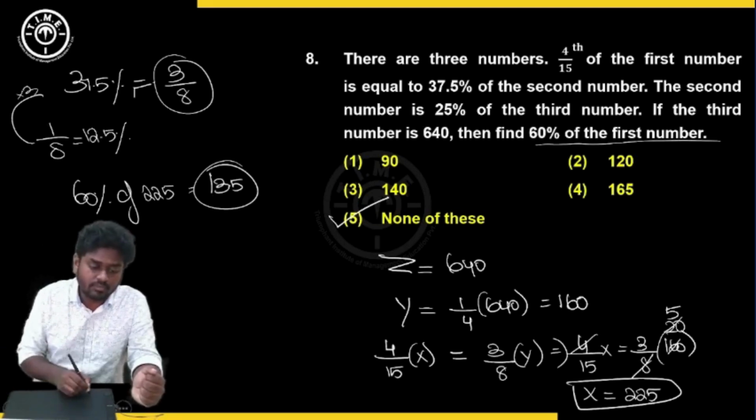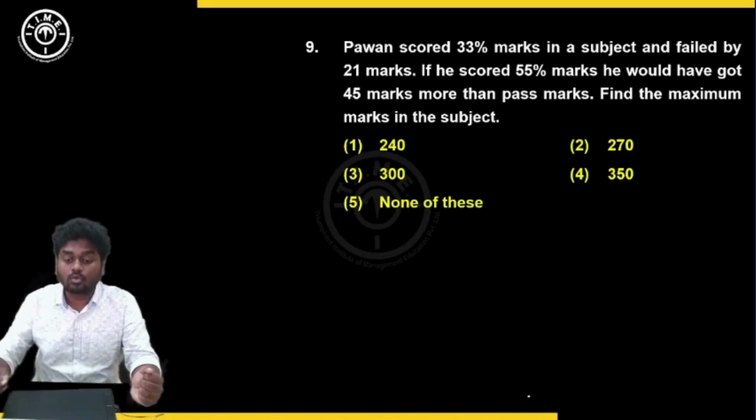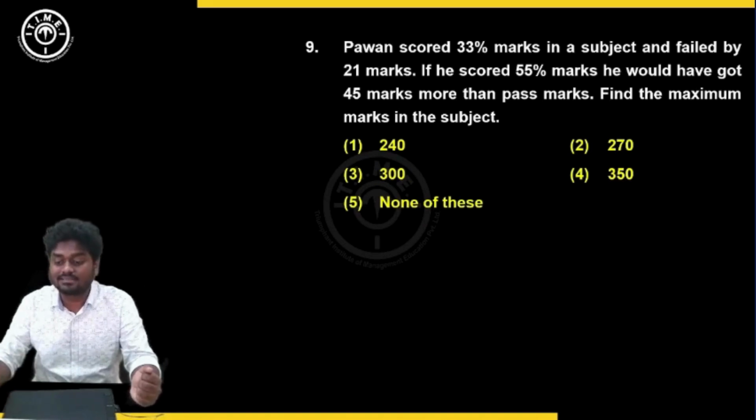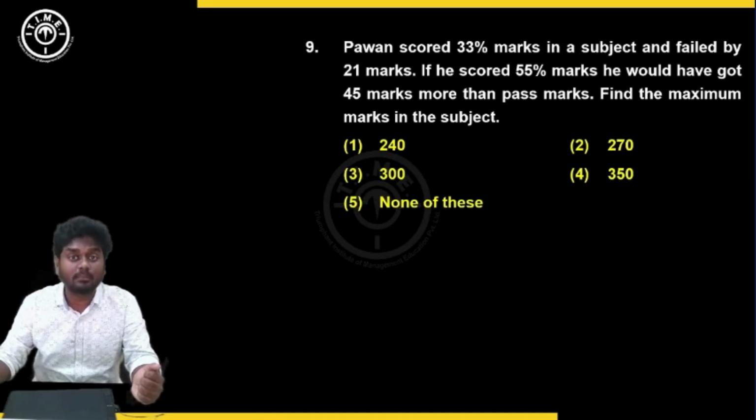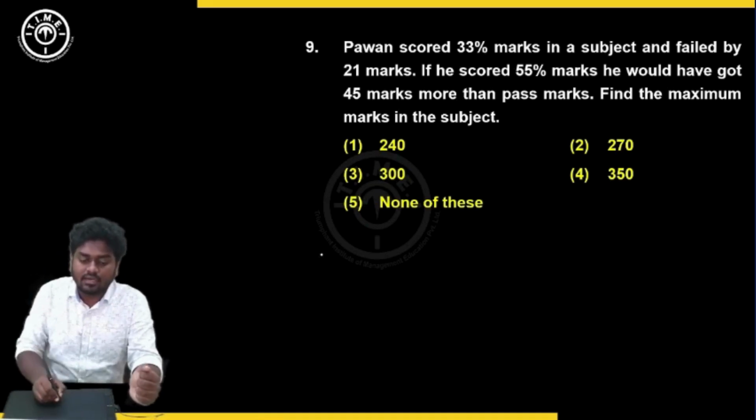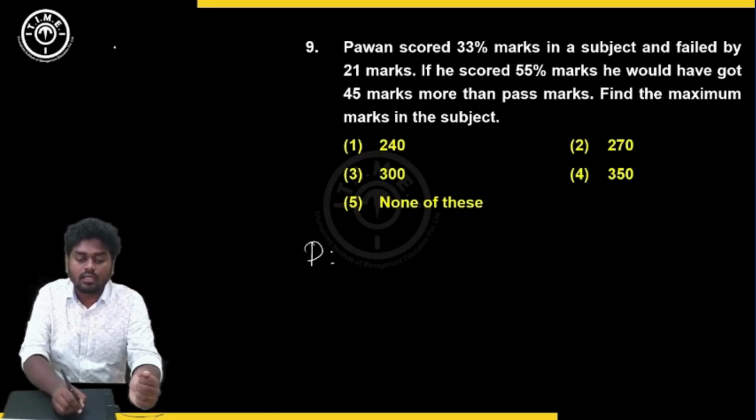Let's go to the next question quickly. Pawan scored 33% marks in a subject and failed by 21 marks. Correct? You have a person P, Pawan. Guys, now we can assume two variables. One is the maximum mark.